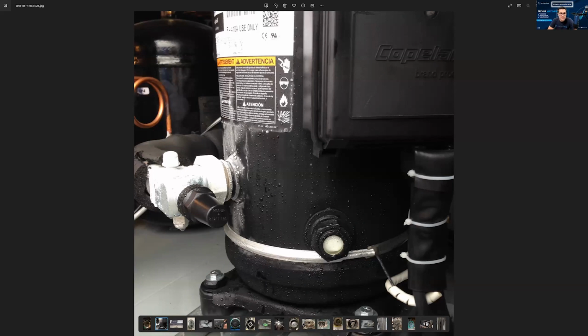So take the time to learn the different ones. What are some of the things that could cause floodback? Let's talk about that. Your metering device losing control. There you go.